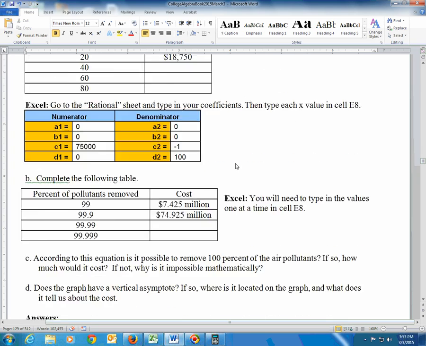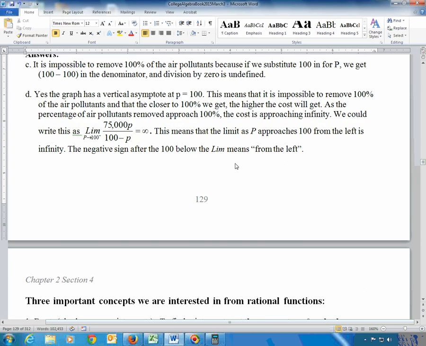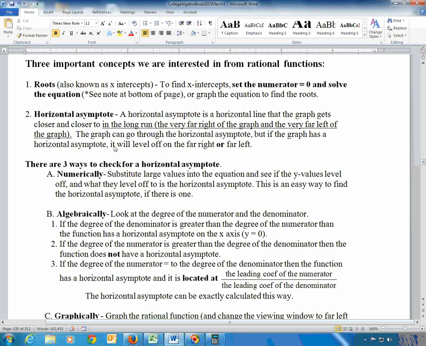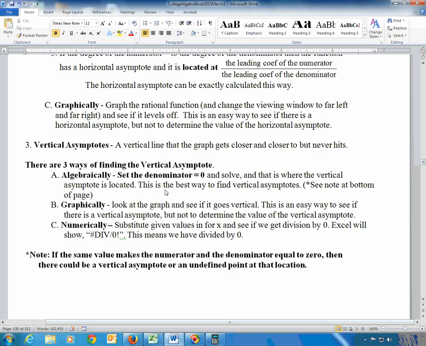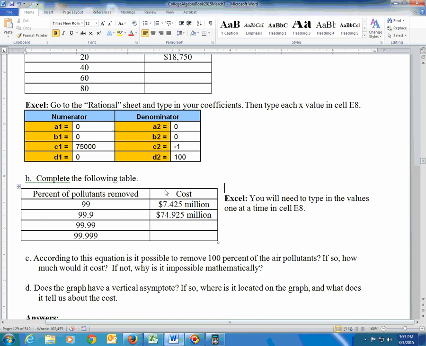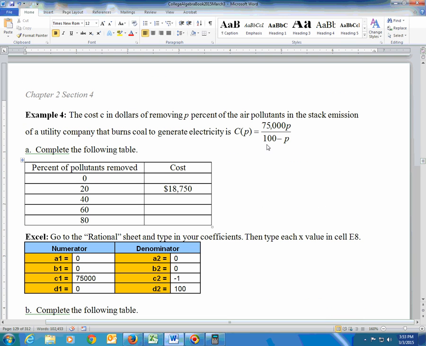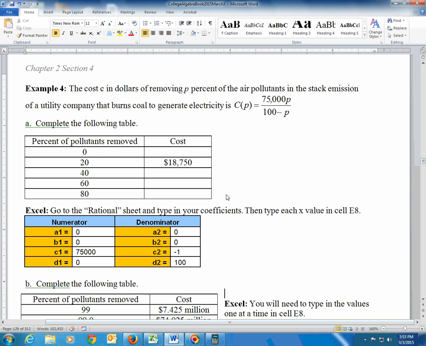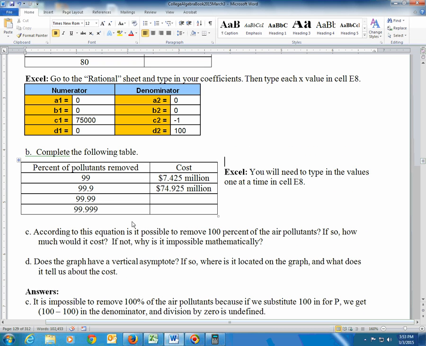Because after all, on that good page of notes that you should pay attention to, this one right here, how do you find vertical asymptotes? You set the denominator equals 0. So when I see that the denominator equals 0, that's a good indication that there's a vertical asymptote. Now, if it also makes the top equal to 0, then there'd be an undefined point there, and that comes up in section 2.5.